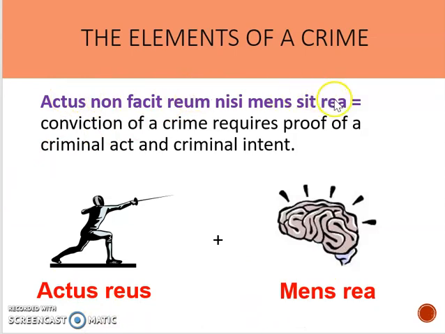So this ancient Latin phrase means that conviction of a crime requires proof of a criminal act, actus reus, and a criminal intent, the mens rea. So in order to be guilty, our defendant has to have both of these. Today, we're going to focus specifically on the actus reus.